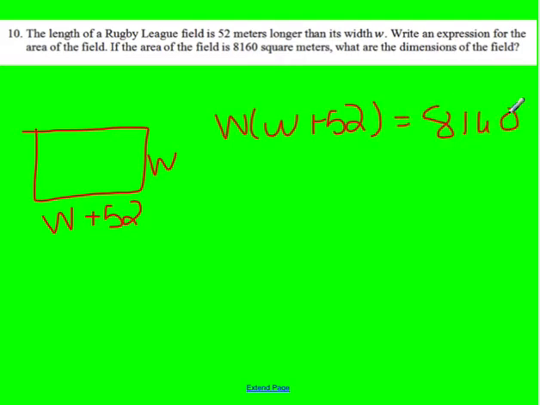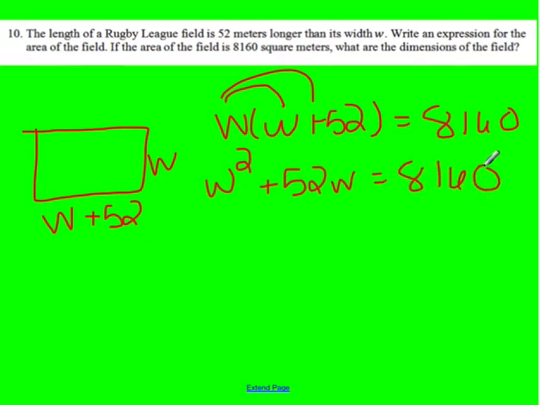So now we need to solve this. We need to figure out what W is going to be. The first thing I'm going to do to start off with is just distribute in that W. So that becomes W squared plus 52W is equal to 8,160. Now here's an important thing for you to recognize.